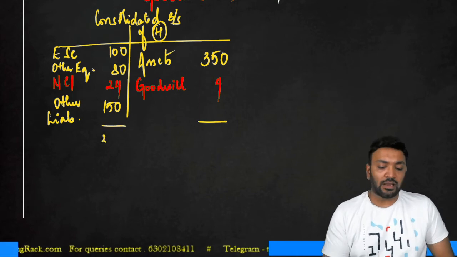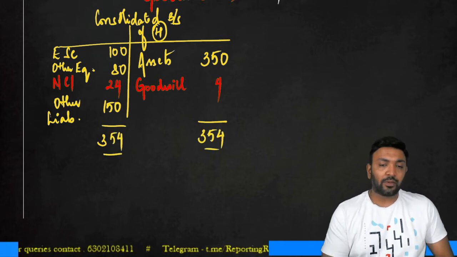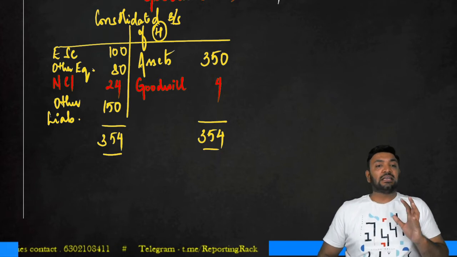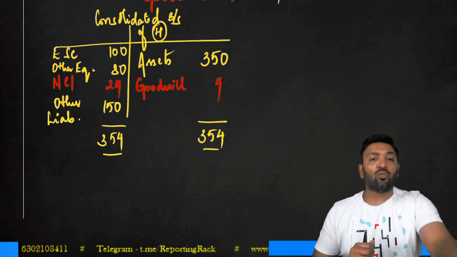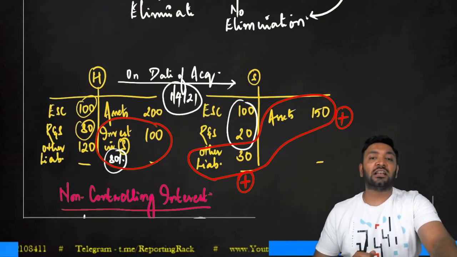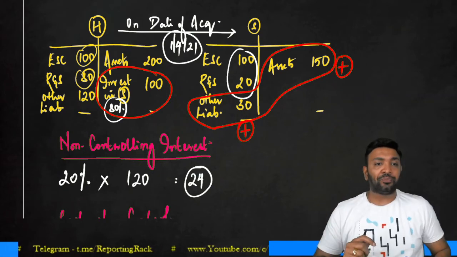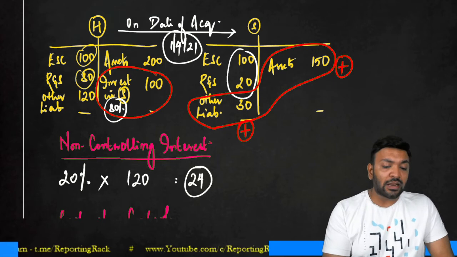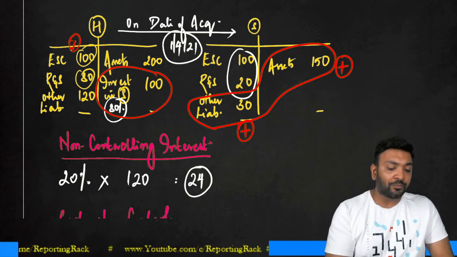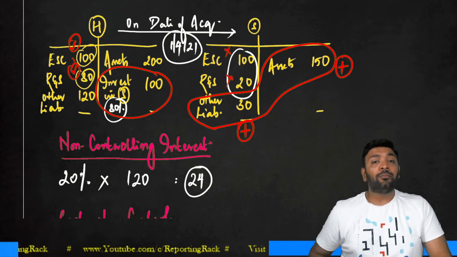So total 350. How did it tally? Observe, in simple sense, what are the items which I did not consider in the consolidated balance sheet? Assets and other liabilities, simple addition I've done. Equity, share capital and reserves, only the holding company has been considered. What I did is not consider the share capital and reserves of the subsidiary.